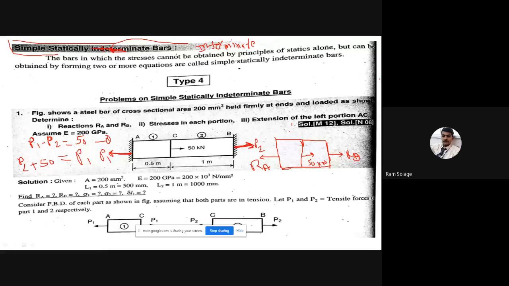Now see here. Write down problems on indeterminate bars. Figure shows a steel bar. First of all, you have to write down the problem. After that, I will explain what is the difference in type 1, type 2, type 3, and type 4, and how to recognize or judge the problem. This is on type number 4. Now, what is the procedure? Just write down the question.